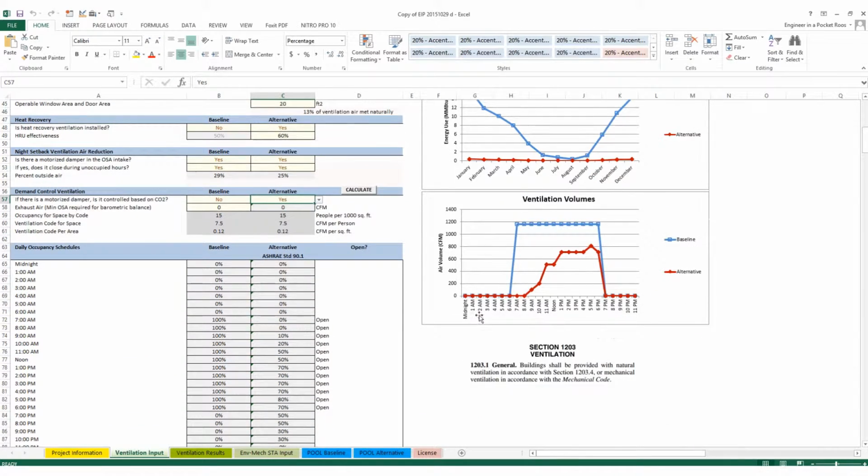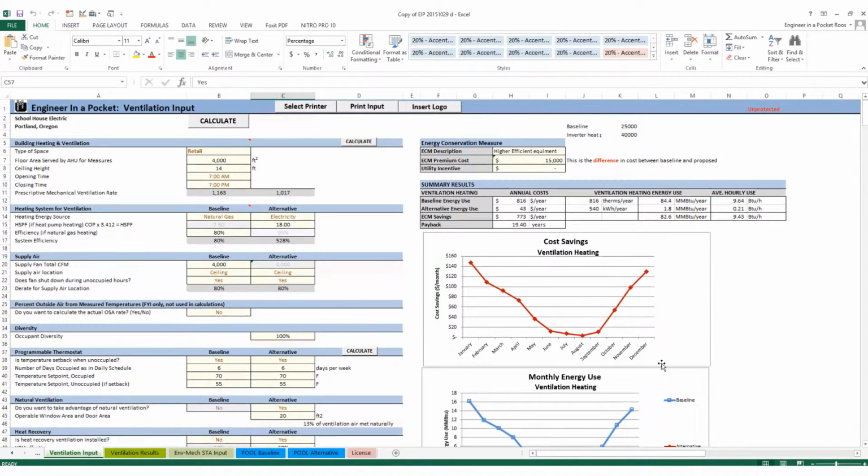And in this case, we are open from 7 a.m. to 7 p.m. Since we have demand control ventilation, we can take advantage of the ASHRAE occupant densities. What we'll do is we'll price out the baseline, the heat pumps, for a 10-ton heat pump, $25,000. For the inverter-driven heat pump with the DOAS, let's say that's $40,000. The difference in cost is $15,000.